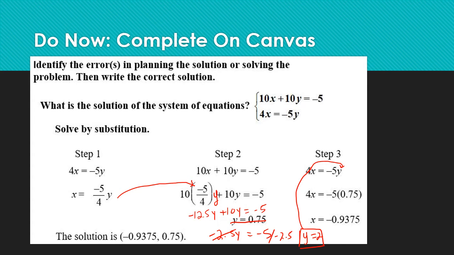So this should be 4x equals negative 5 times 2. And negative 5 times 2 is 10. So you have 4x equals negative 10. Then you divide by 4. And you would get your actual x, which is x equals negative 2.5. Okay? And that's how that works.